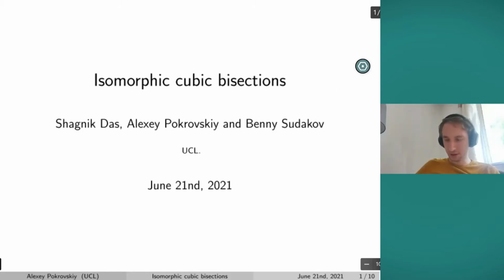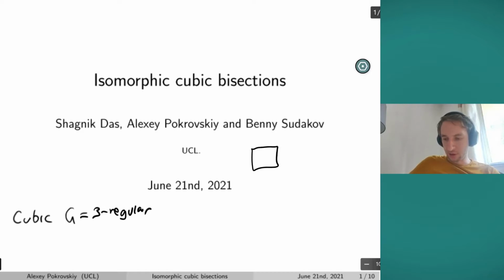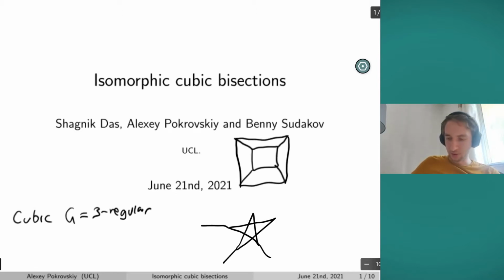Thank you, Liana and Andre, for the invitation. A very nice workshop. So I want to tell you about a joint work with Shagnik Das and Benny Sudakov. And this is going to be about cubic graphs. So the whole talk will be about cubic graphs. Just to remind you, a cubic graph is a three-regular graph. So all vertices have degree 3. Two examples are the three-dimensional cube, which is probably where the name comes from, or the Petersen graph, which is also another common example.